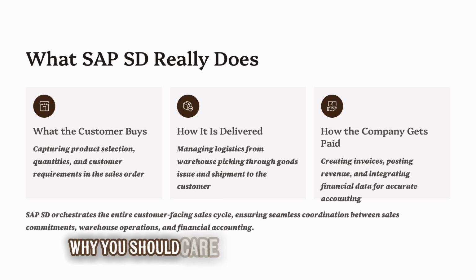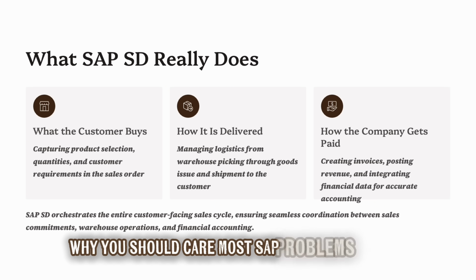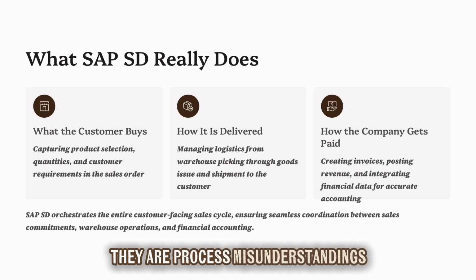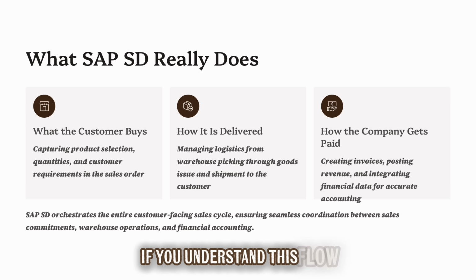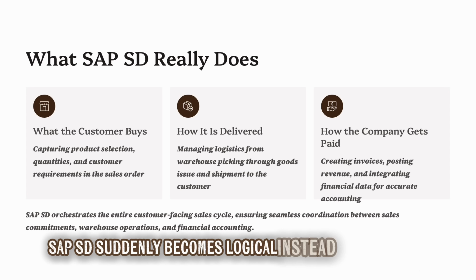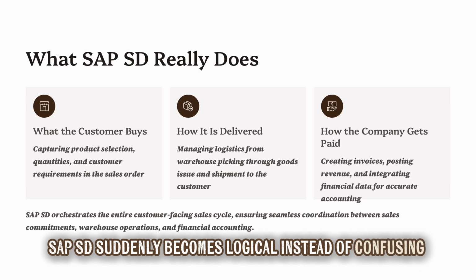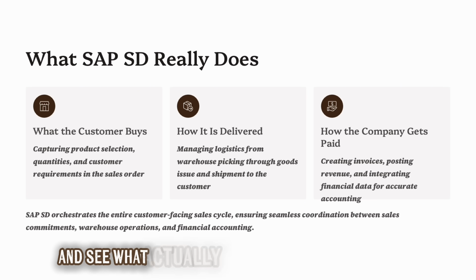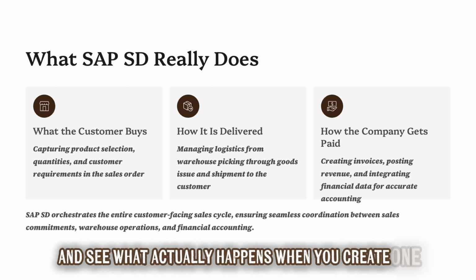Why you should care. Most SAP problems are not system bugs. They are process misunderstandings. If you understand this flow, SAP SD suddenly becomes logical instead of confusing. The next part, we'll zoom into the sales order and see what actually happens when you create one.